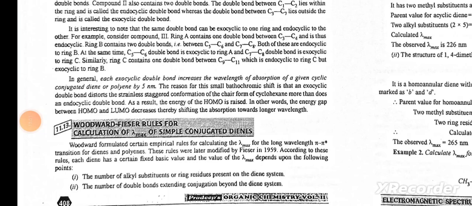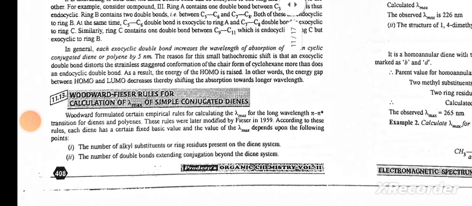Ring B contains two double bonds, between C5 and C6 and between C7 and C8. Both of these are endocyclic to ring B. At the same time, the C5-C6 double bond is exocyclic to ring A and the C7-C8 double bond is exocyclic to ring C. Similarly, ring C contains one double bond between C9 and C11, which is endocyclic to ring C but exocyclic to ring B. In general, each exocyclic double bond increases the wavelength of absorption of a given cyclic conjugated diene or polyene by 5 nm.